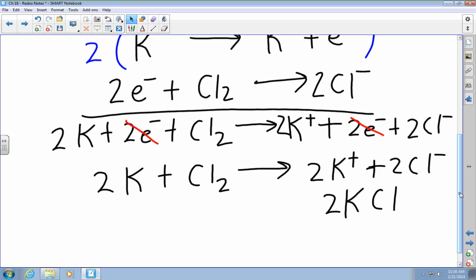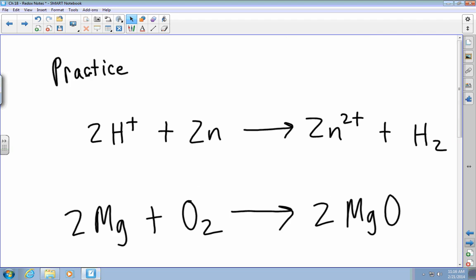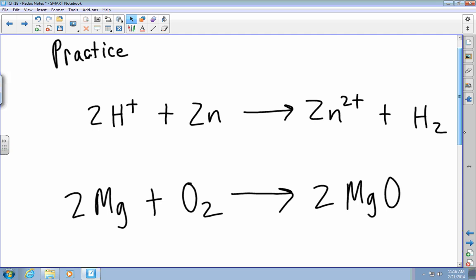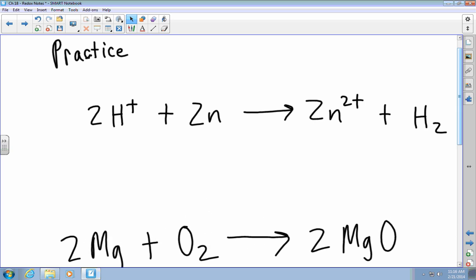So this helps us to understand a little bit better what's happening. It shows us that we need that potassium oxidation to happen twice to give us enough electrons to allow the chlorine reduction to take place. So what we'd like to be able to do is to look at a reaction and to identify the substance oxidized, the substance reduced, to also identify oxidizing agent, reducing agent, and separate out into half reactions if we can as well.